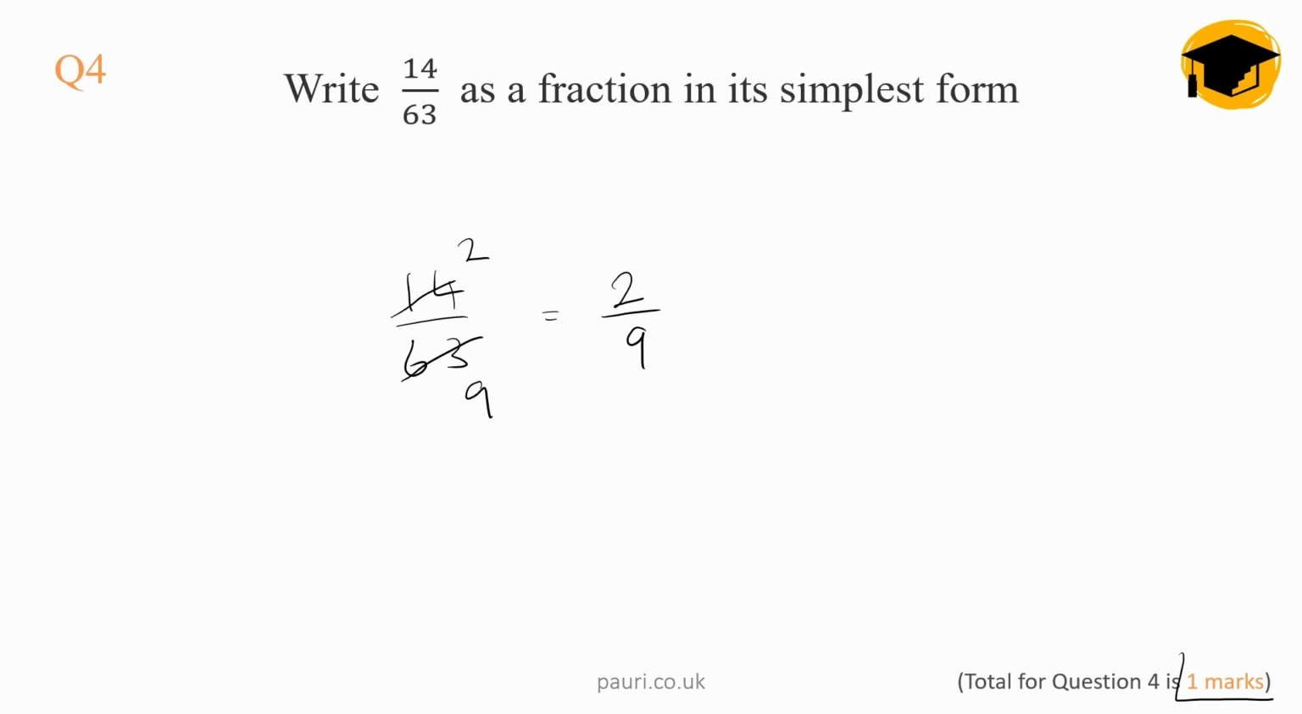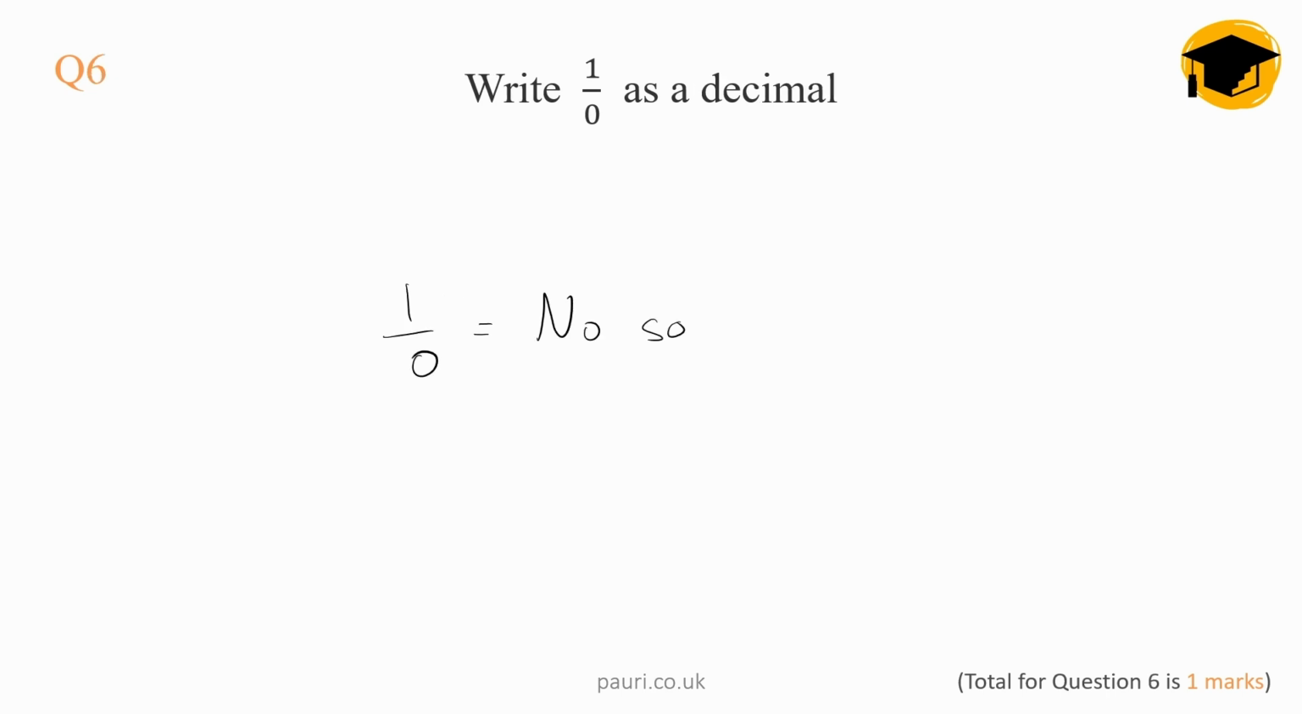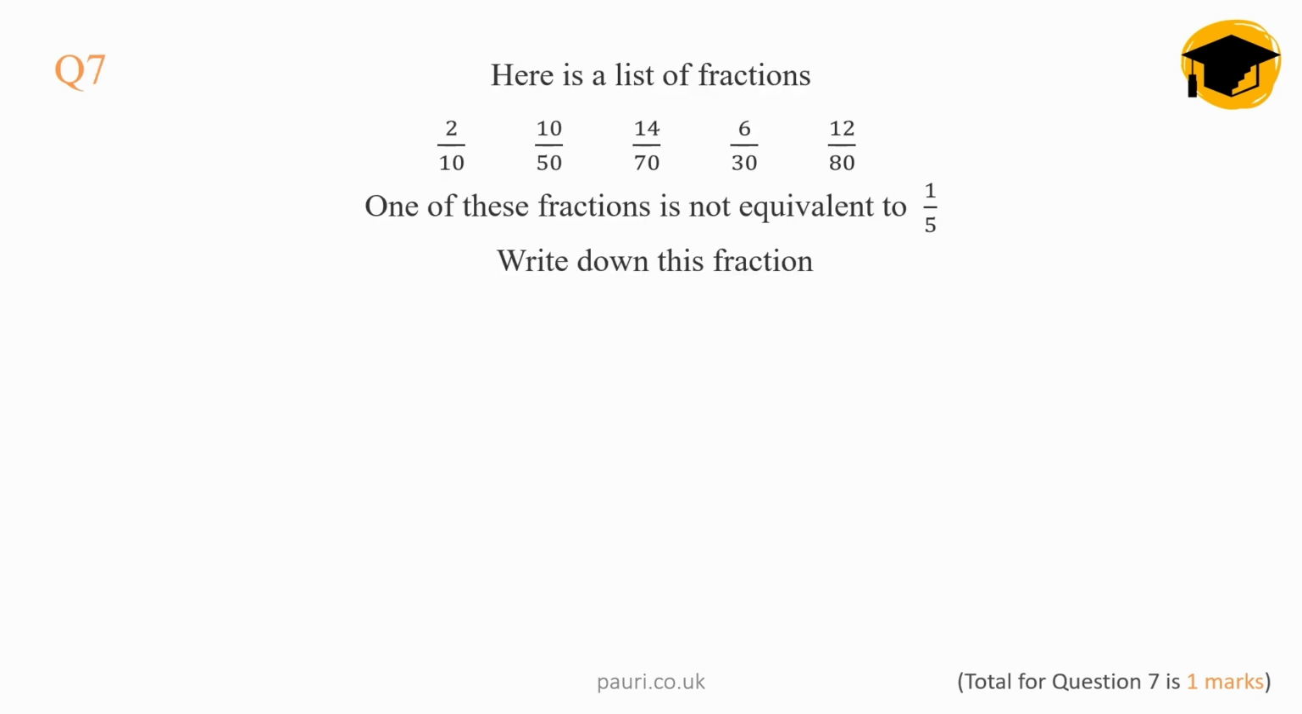1 mark. 1 over 10 as a decimal is 1 to remember, it's 0.1. Anything divided by 0, we said was no solution. So if this ever comes up, which generally doesn't come up much, but if it does come up, your answer here is no solution. Here is a list of fractions.